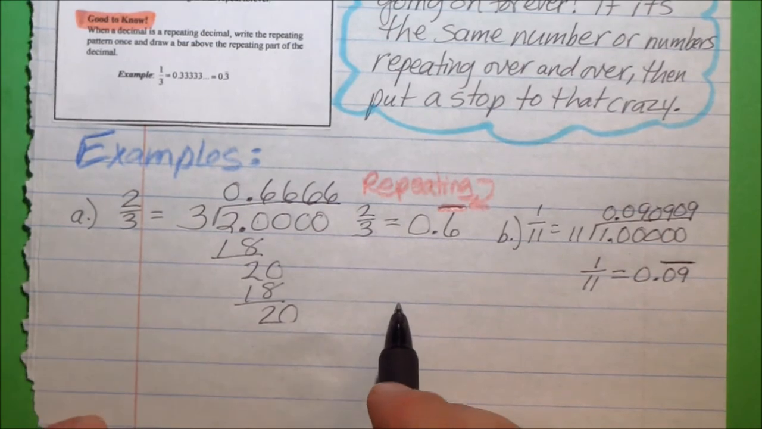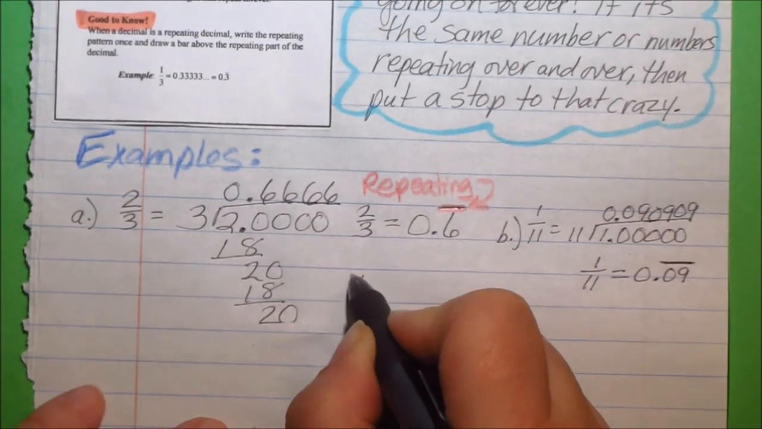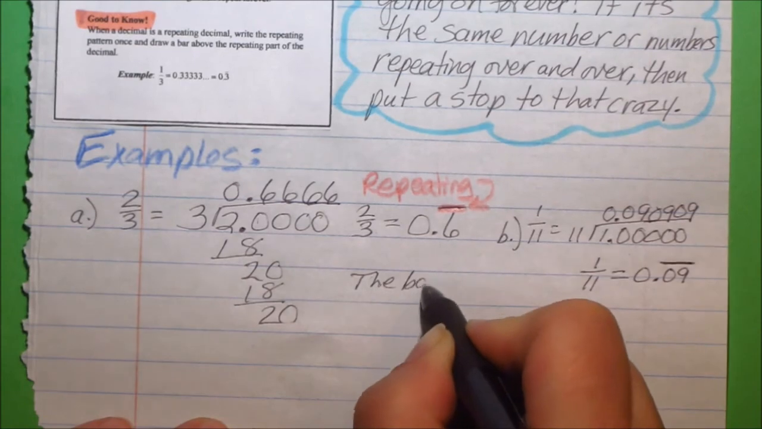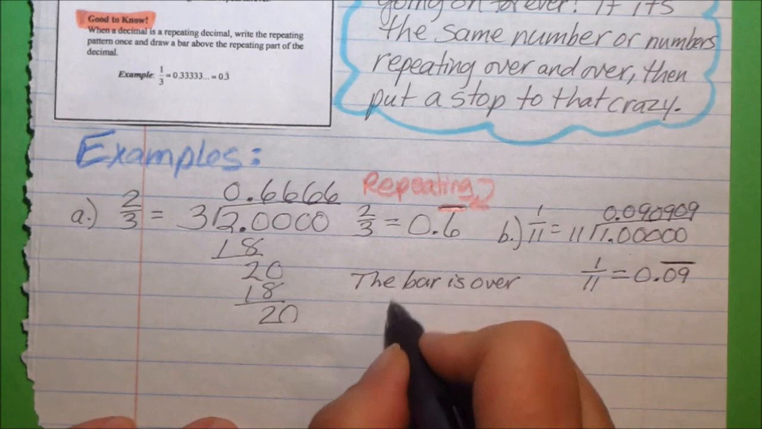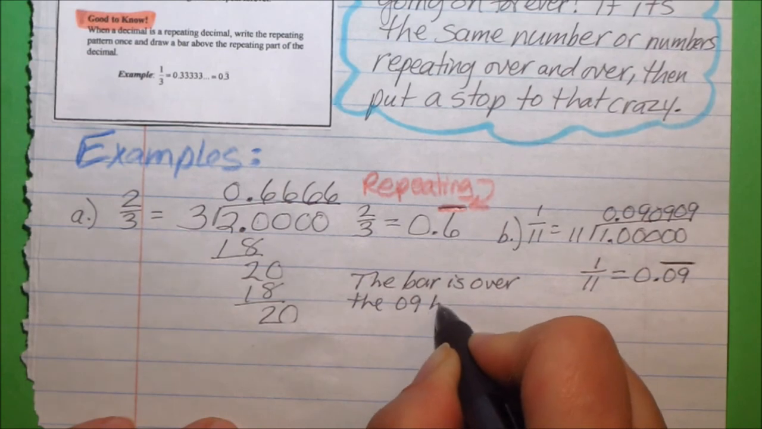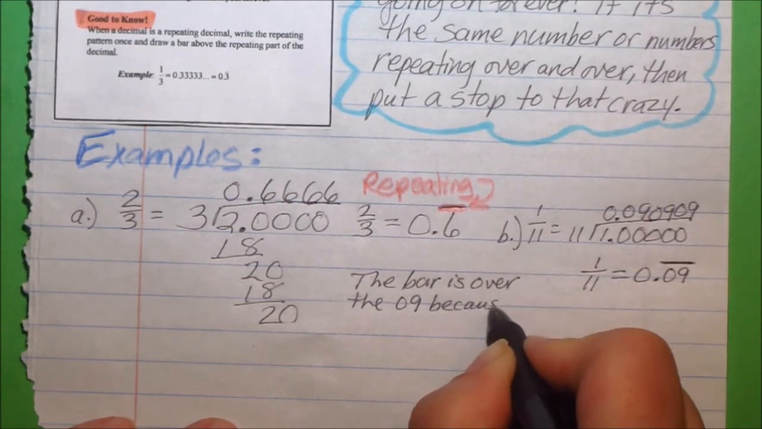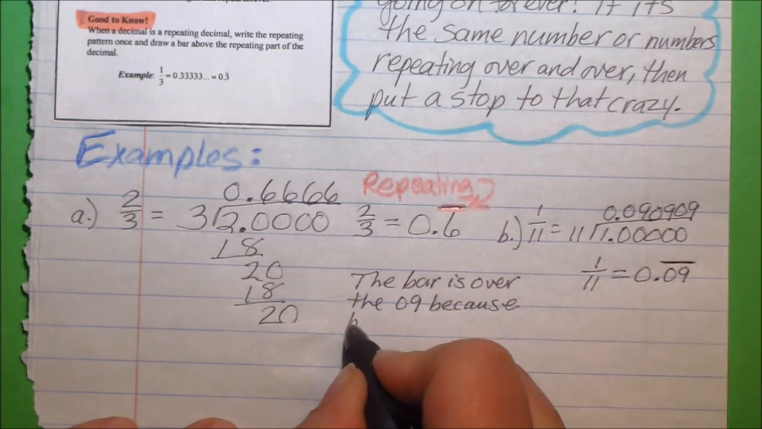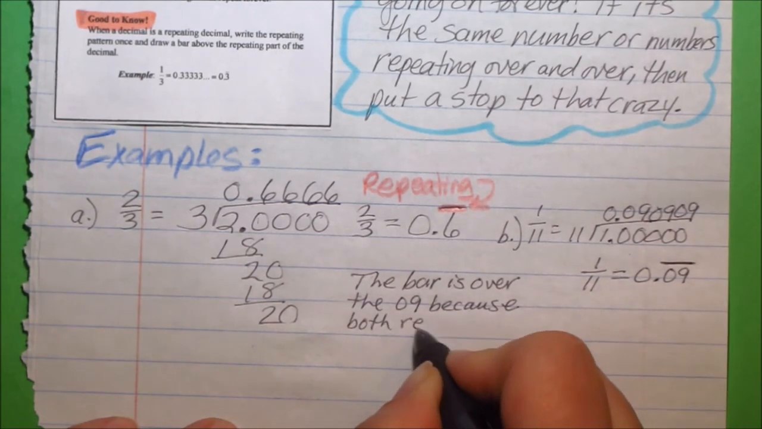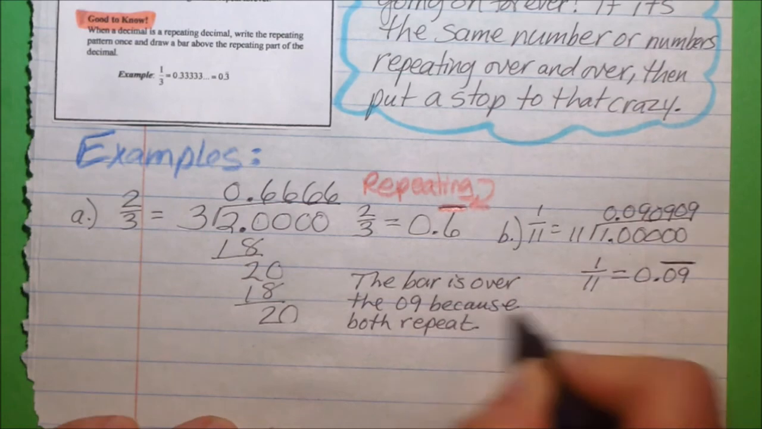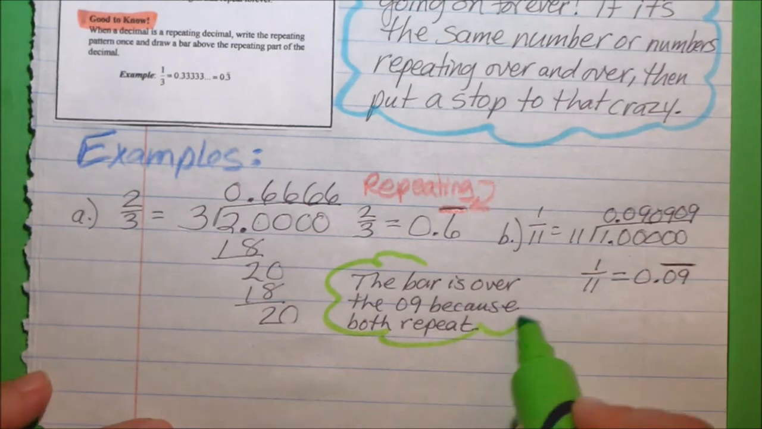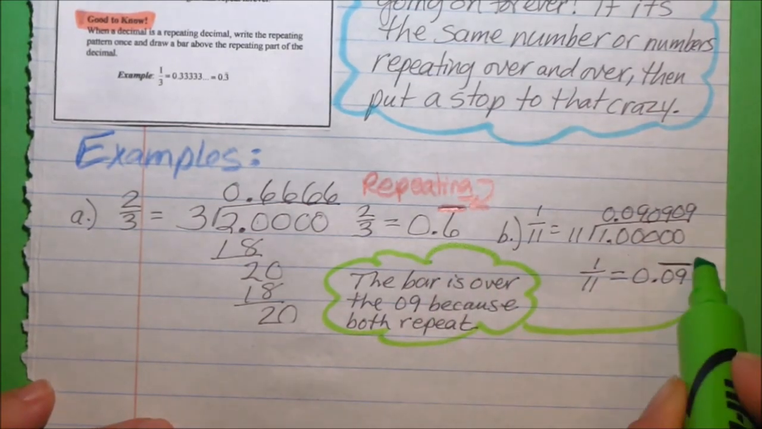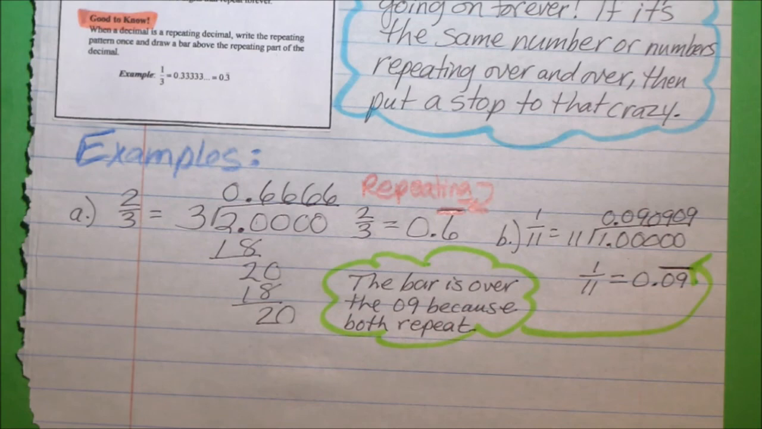So we're going to write a little note about that here. The bar is over the 0, 9 because both repeat. Okay? That's what's happening there. Okay? That's how we do that.